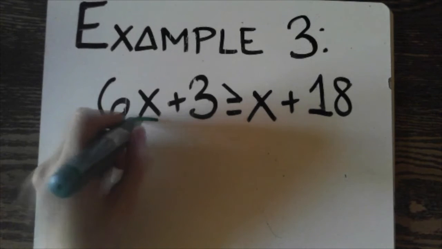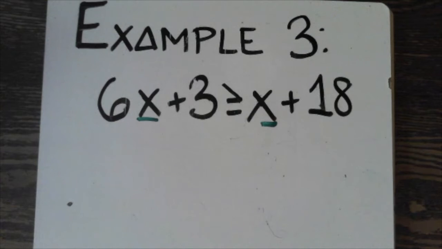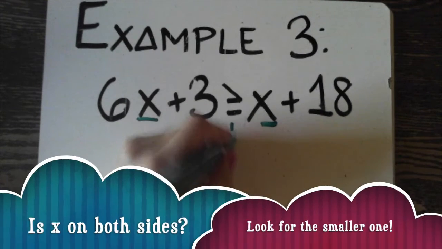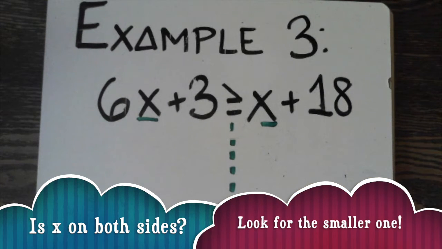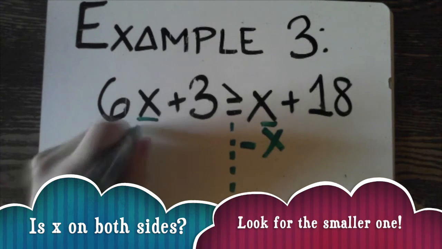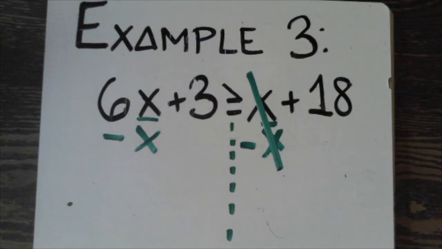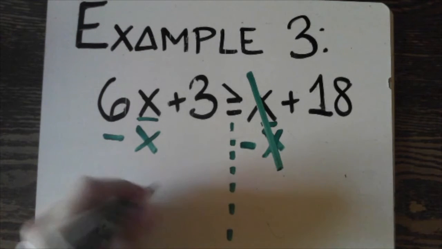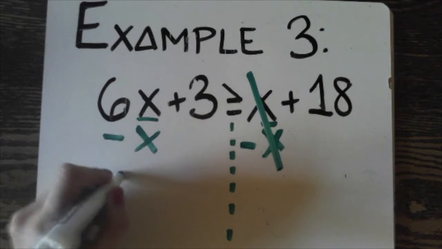In example number 3, we go back to inequalities, but this time we notice we do not know whether to start on the left or the right because there are variables on both sides. When this is the case, you look for the smaller variable, in this case 1x, and you subtract it on both sides. Add it if it is negative, of course.